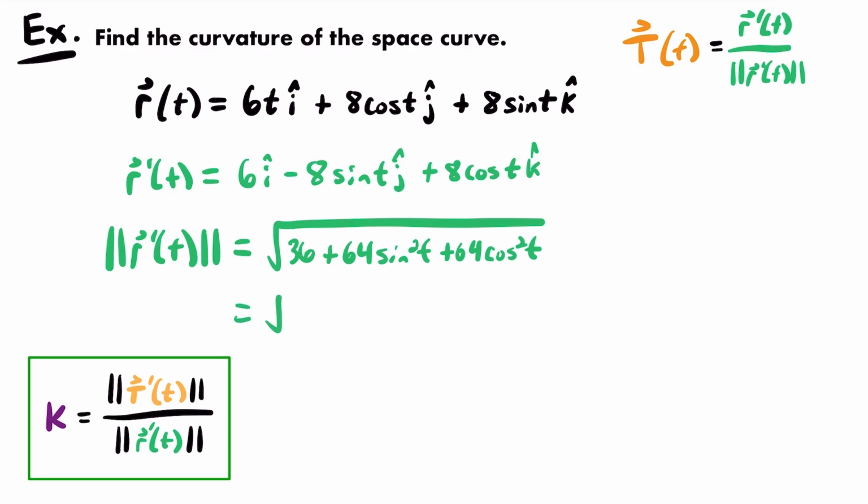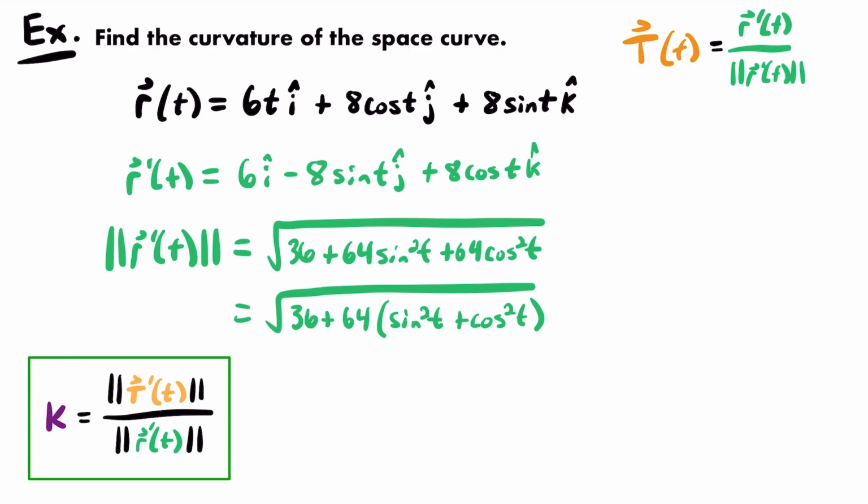This will be equal to the square root of 36 plus 64 times sine squared t plus cosine squared t. And we know from the Pythagorean identity for sine and cosine that sine squared t plus cosine squared t is equal to 1. So this is equal to the square root of 36 plus 64 times 1, but anything times 1 is itself, so we just have 64, and 36 plus 64 is 100. So we get the square root of 100, which equals 10. All right, so that is the magnitude of the derivative of our vector function.